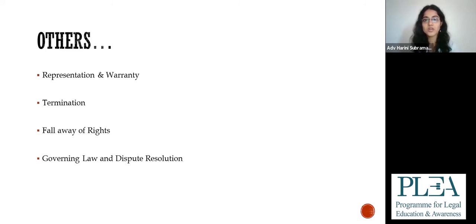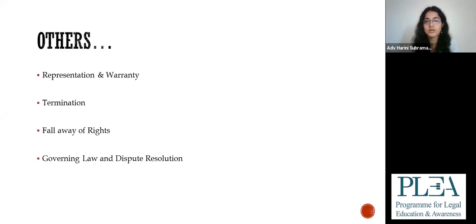So I think first it's important to understand the distinction between seat and venue. The venue refers to the physical location, whereas the seat refers to the governing law of the agreement. The Arbitration Act provides important provisions in Part 1 and Part 2. Part 1 applies to arbitrations when the place of arbitration is in India, and Part 2 applies to those arbitrations where the place of arbitration is outside India.